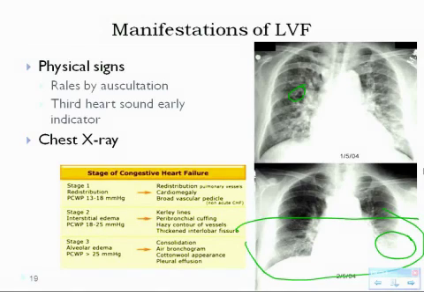Okay. What you see on exam is you get rales on auscultation, and you'll get a third heart sound, which is pathognomonic of left ventricular heart failure. So an S3 heart sound is an indicator of CHF. Okay, and you need to memorize that.